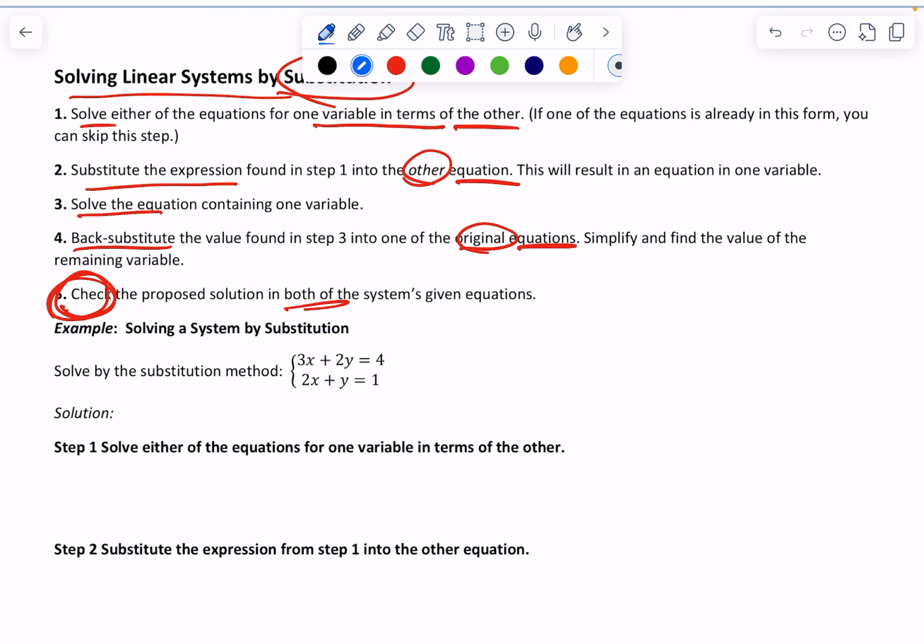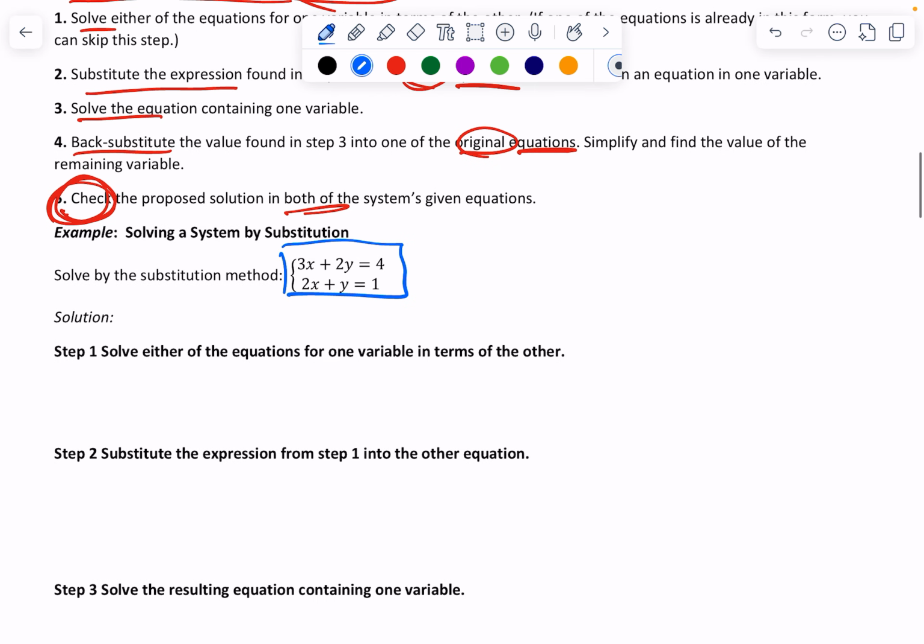All right, let's look at an example. So we have two equations here. We've got 3x plus 2y equals 4 as our first one, and the second one is 2x plus y equals 1. Now, we need to solve either of the equations for one variable in terms of the other. I'm looking at these two equations and I want to pick the one that has a coefficient of 1, so one that doesn't have a number in front of the variable. So looking at equation number 2, we have 2x plus y equals 1.